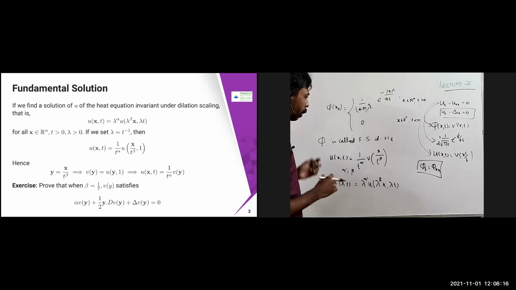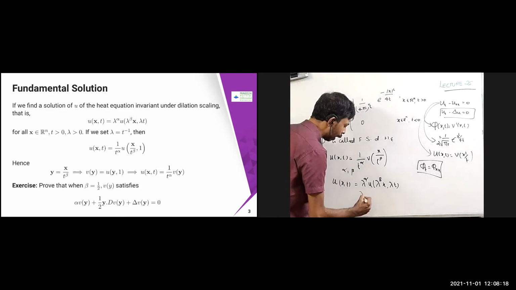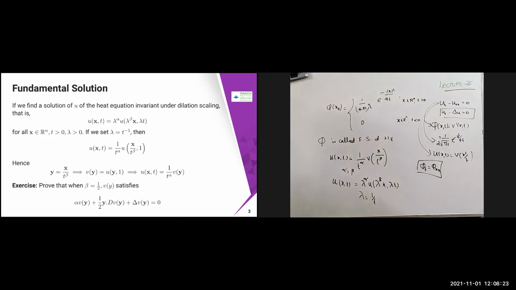Then what I'm going to do is set lambda equal to 1 by t. For that case also it should be true.